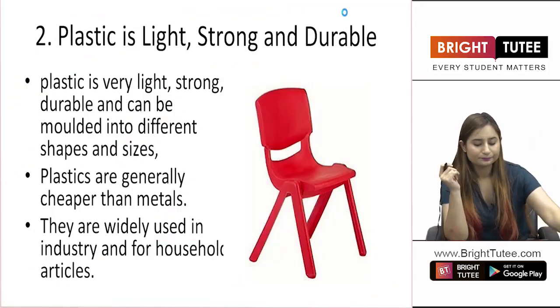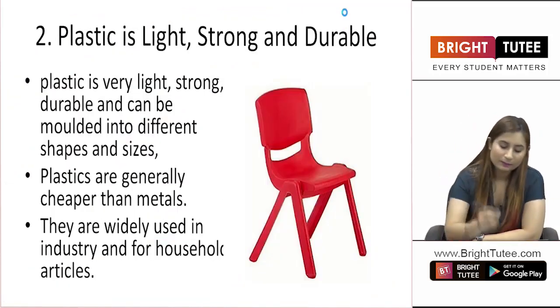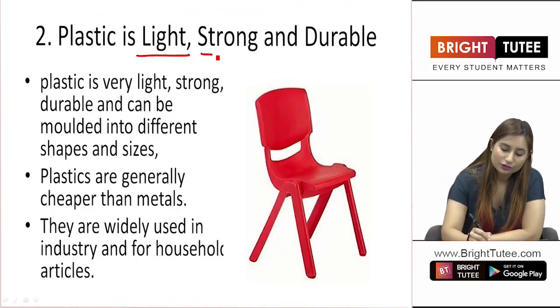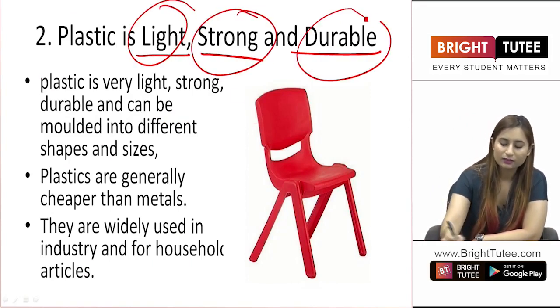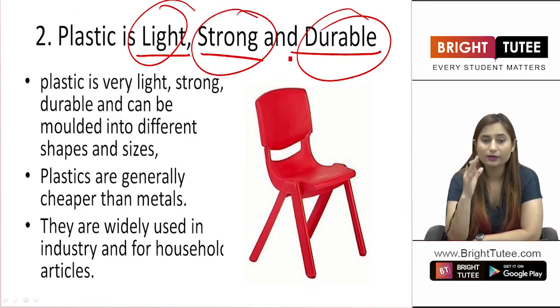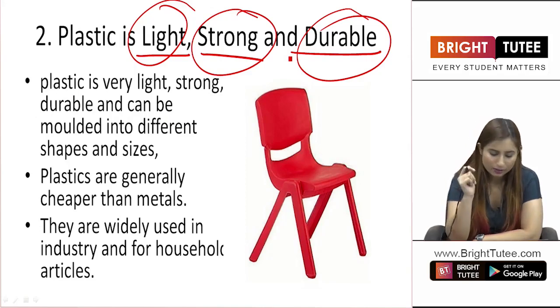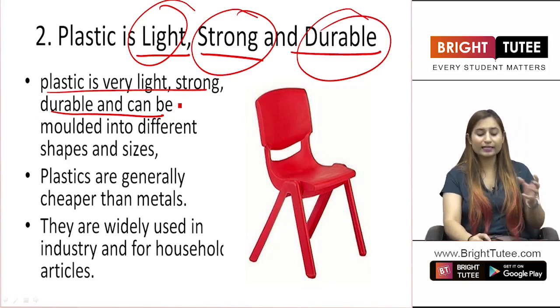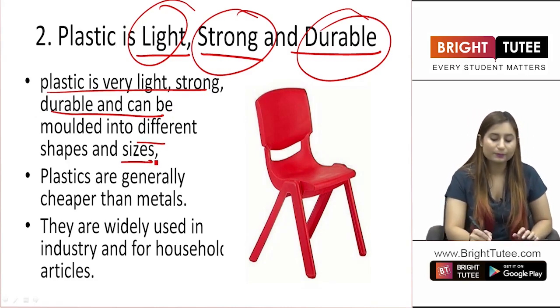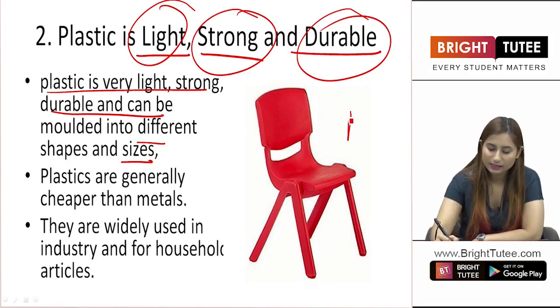of choice. Second point, plastic is light, strong and durable. This is very, very important. This is the main use. This is why we are using plastics nowadays, because plastic is very, very light, strong, durable and can be molded into different shapes and sizes. You can see this is a plastic chair.